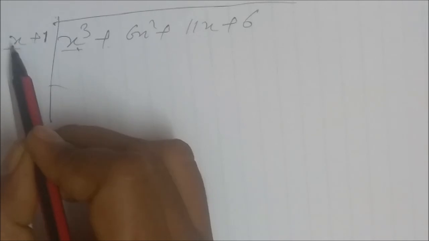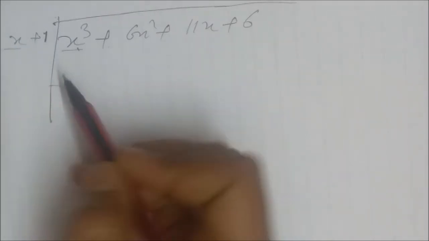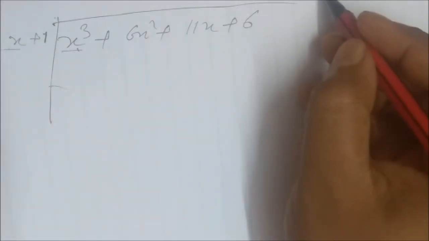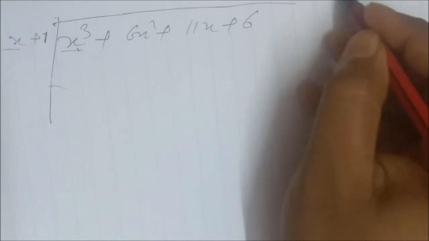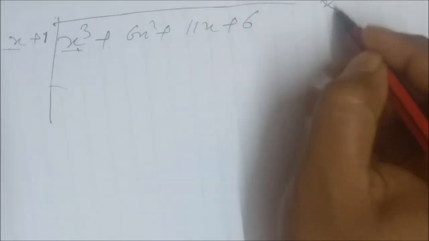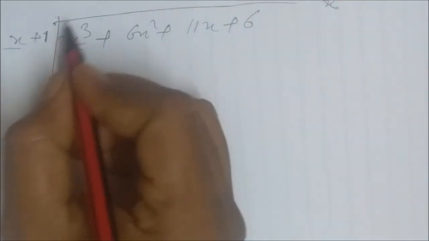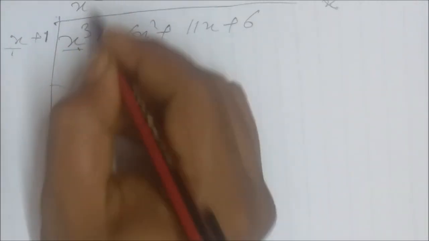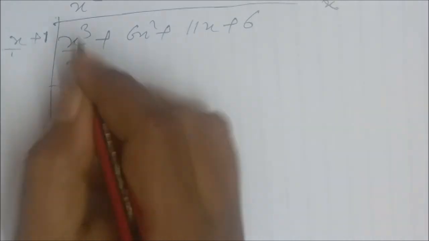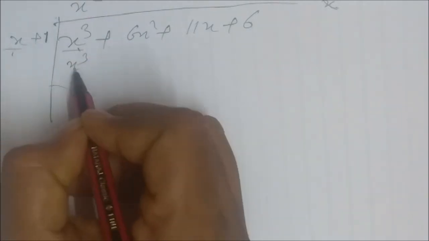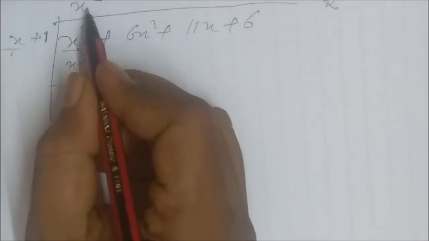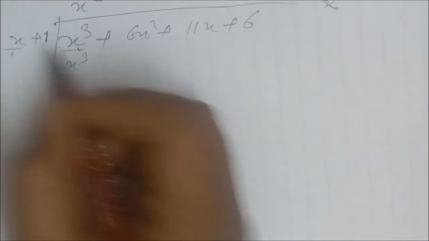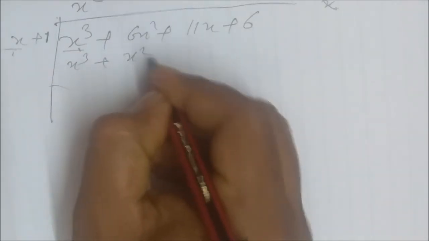So we want to convert this x to x cube. How can we convert x to x cube? For that we just divide this x cube by x. So what we got? x squared. That means if you multiply this x with x squared, we get x cube. So x squared into x is x cube. Then next one is x squared into plus 1, that is x squared.